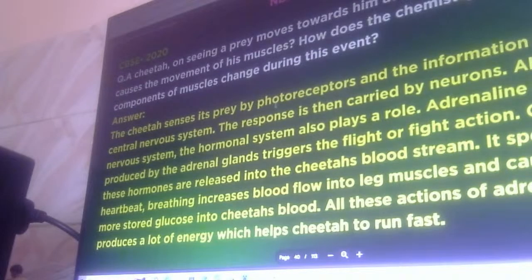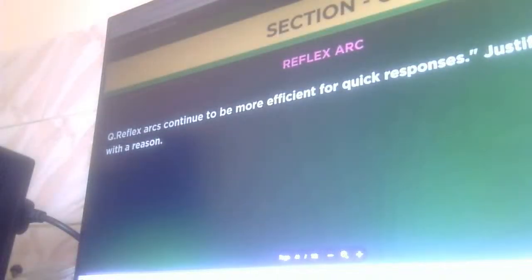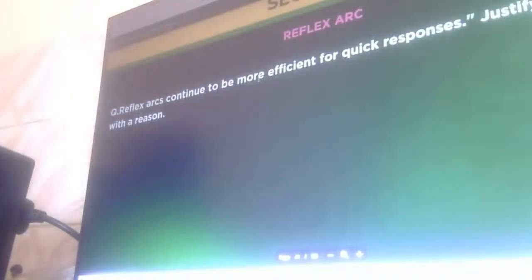Prey is detected by the photoreceptors. Photo is eyes. Yes, eyes. The signal is sent to the CNS. From the CNS, responses are carried by the neurons, and the hormone system also plays a role. Adrenal glands release adrenaline right into the blood, and then the cheetah's heartbeat increases, breathing rate increases, and more blood flows into the skeletal muscles, that is its leg muscles, and it helps it to run fast. Fight or flight mode.